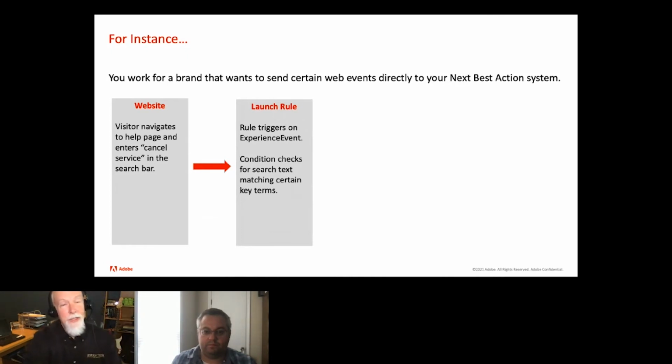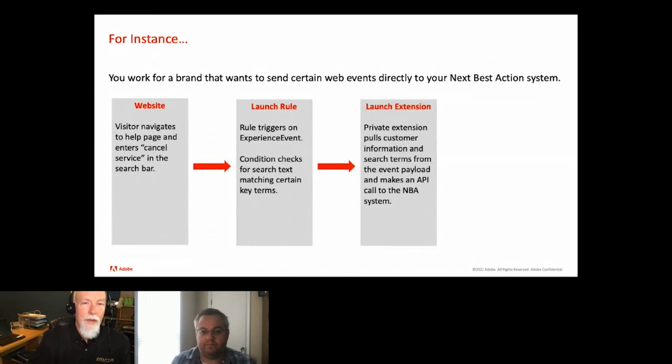You'll add a condition that'll look for the search text that you sent up and see if it matches any of these certain key terms that you've identified as something you want to know about. Then once the rule triggers, it's going to call the action that is in your private extension that you've written. It's pulling the customer information and search terms and other relevant data out of that event payload, transforming it, building the API request, and then sending the call to your next best action system.